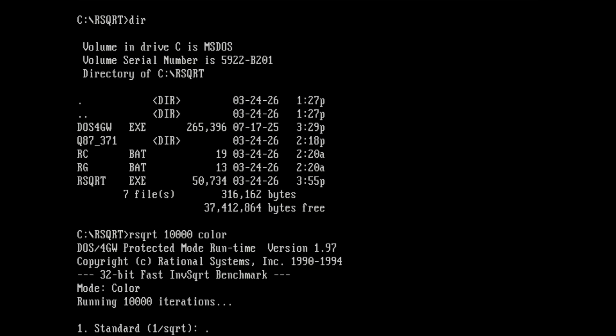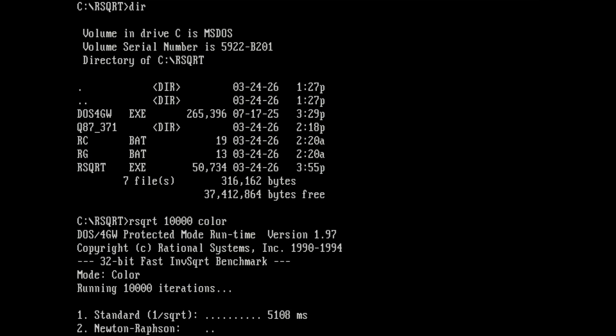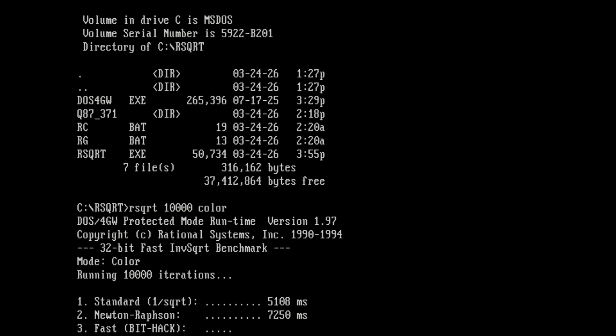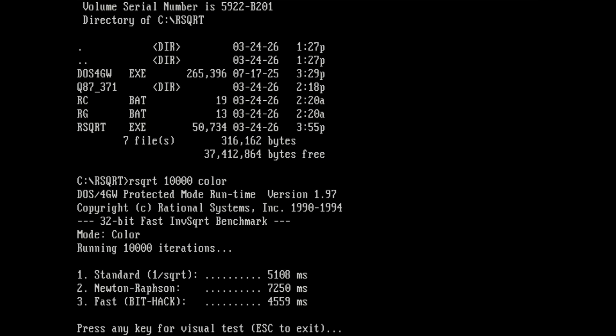Let's run the application. The first test uses the standard math formula. So it is basically a division and a square root. Since I don't have a floating point unit, the CPU needs to deal with that. And it took around 5 seconds. The second test is the fast inverse square root algorithm, exactly how it is in Quake 3 Arena. And this one took 7.2 seconds. So it is slower than the CPU just doing its work.